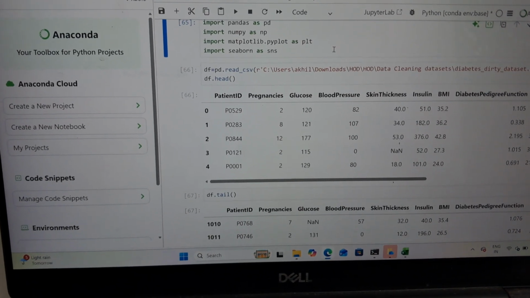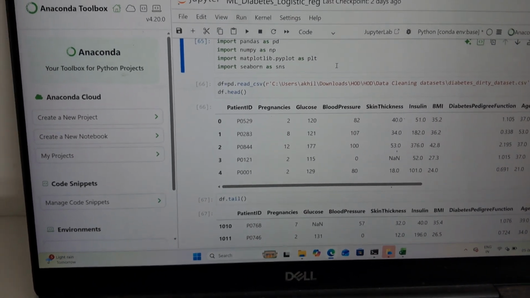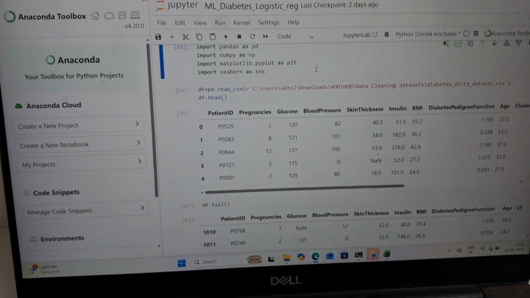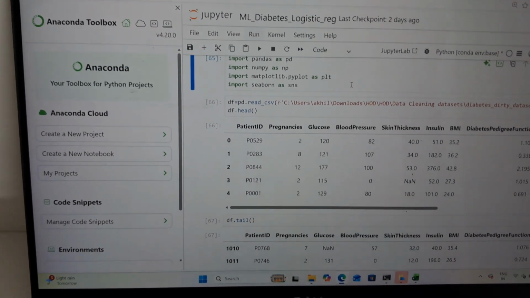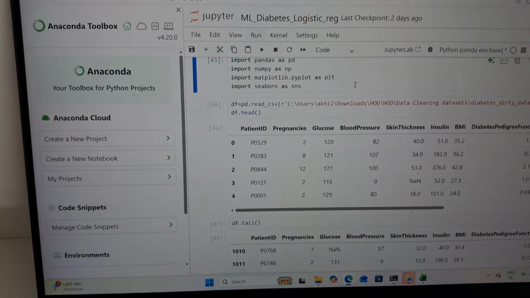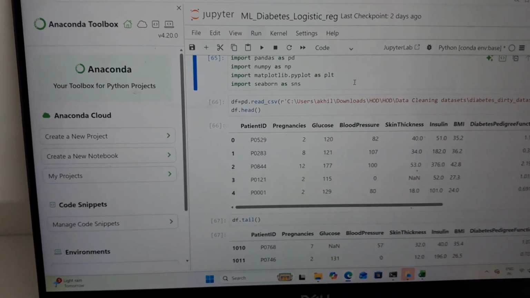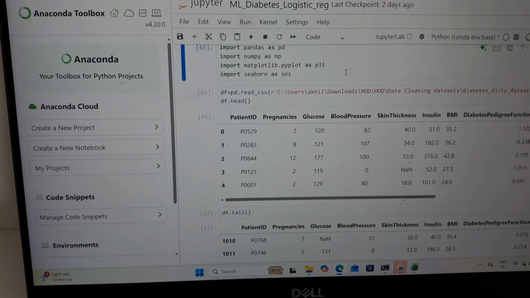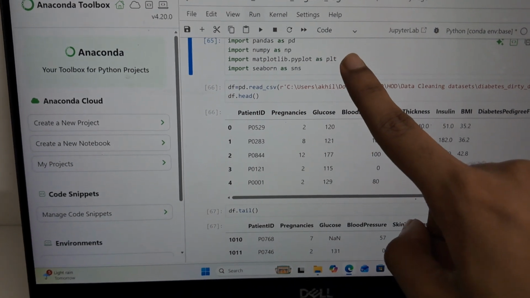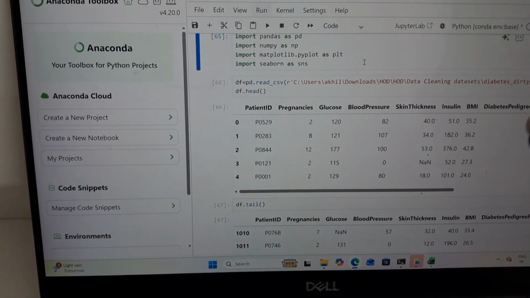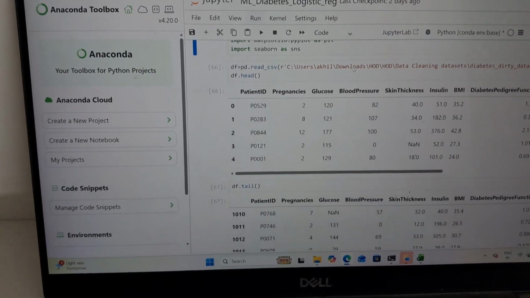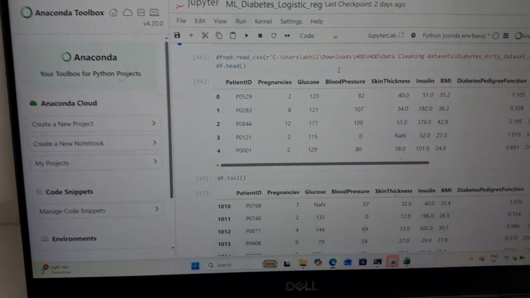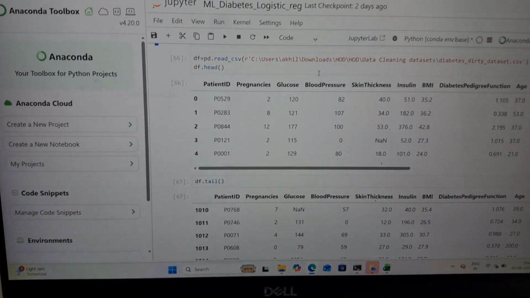And in exploratory data analysis, analysis means analyzing the data. We can analyze the data by seeing graphs. So, to plot graphs, we need matplotlib, and for advanced visualization, for good colors and all, we need seaborn. And there are some other libraries like sklearn that we'll import later.